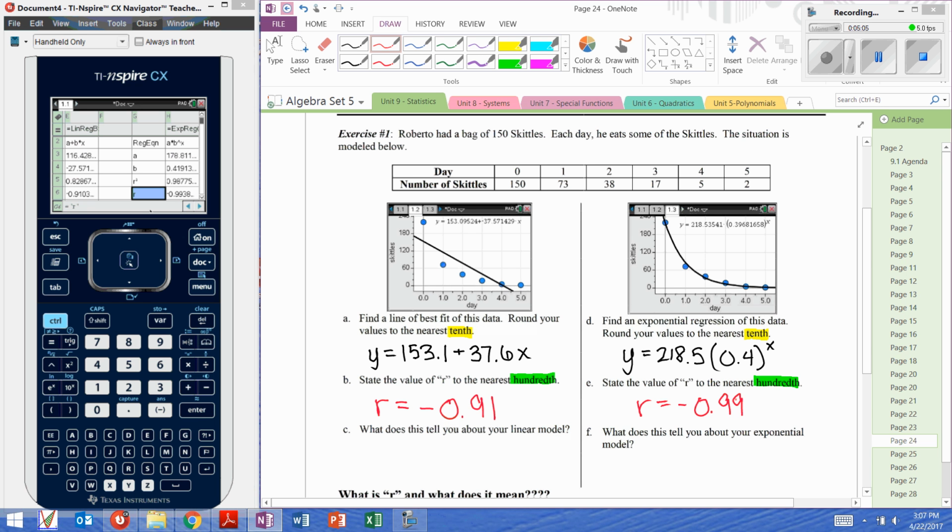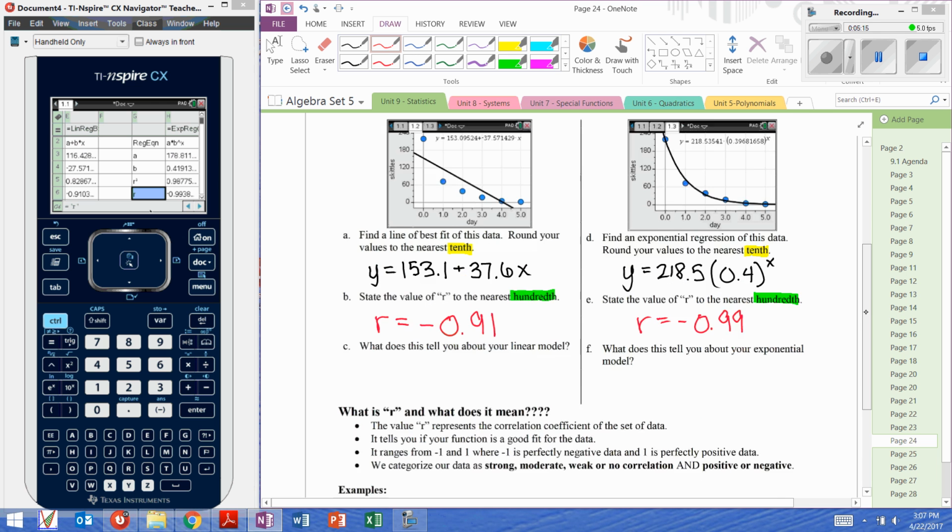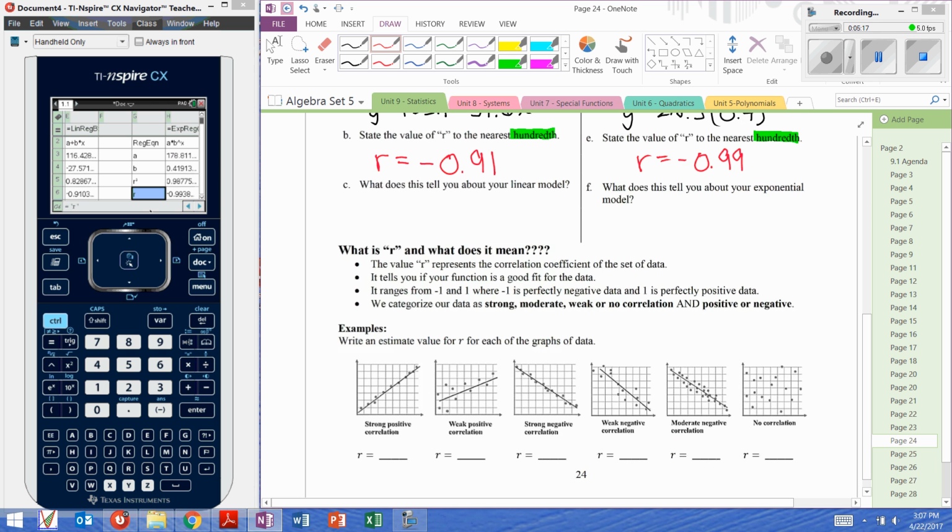So what does this tell you about your linear model? And what does this tell you about your exponential model? Well, we don't know yet. I don't even know what R means. So let's read down here. Okay, what is R and what does it mean?